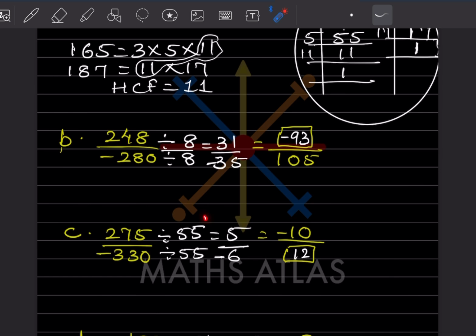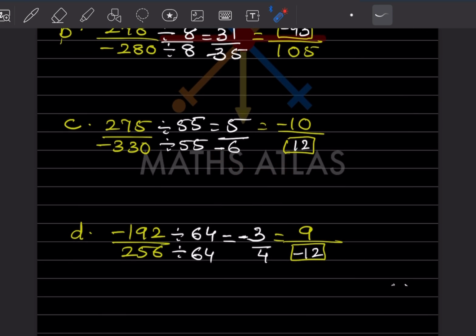Now here, again for this one, when you take the HCF for this and this, that is going to be 55. So now what will you do? You're going to divide by 55. After dividing by 55, you get 5. When you divide this by 55, because this is -1, so you get -6. So now you are going to compare. In the question, the denominator was empty. So now what will you do? You are going to multiply this by -2, that is going to be -10. So this also should be multiplied by -2. So -6 into -2 is going to be +12. So this is going to be +12.